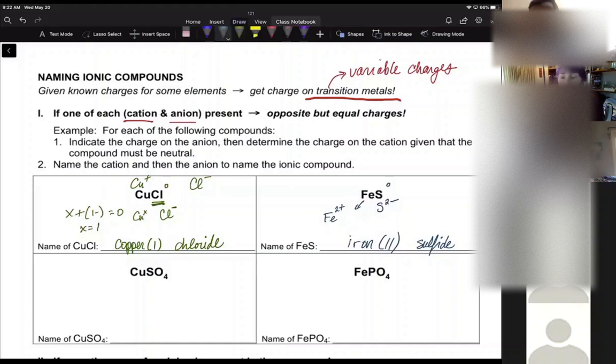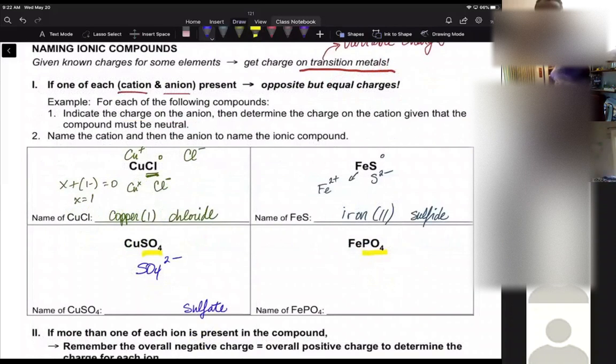Okay, it works the same way with polyatomics. You have to recognize that it's a polyatomic. You have to know that these stay together, so don't ever distribute them. Always keep them together. SO4 is a 2 minus, and that is our sulfate. What must be the charge on copper? This must be a copper 2 sulfate.